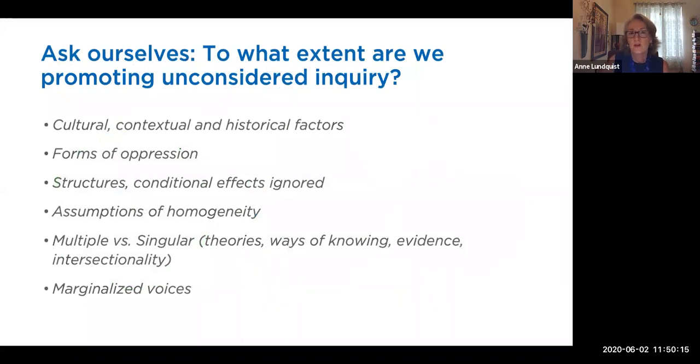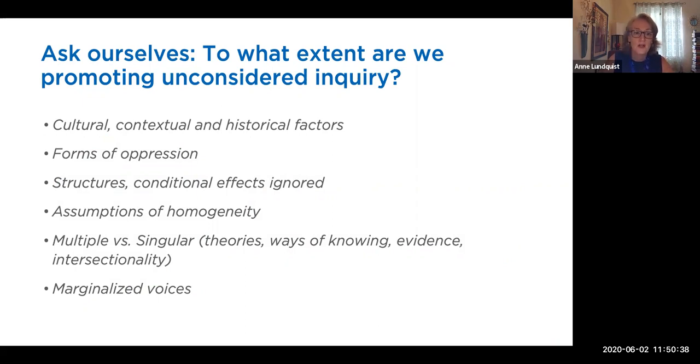And then just considering, are we promoting unconsidered inquiry through not being aware? So those cultural and contextual historical factors that we mentioned at the beginning of the place where we're actually working now, the various forms of oppression that Gavin mentioned, and the structures, are we just ignoring those and saying, well, these are part of this assessment topic, so they're not relevant here?